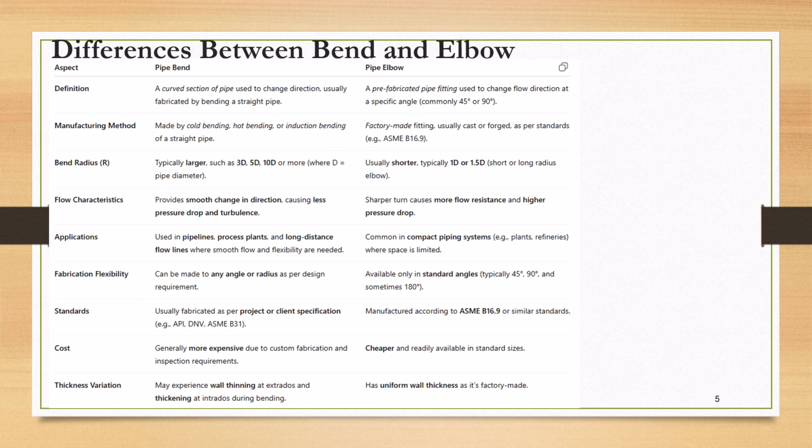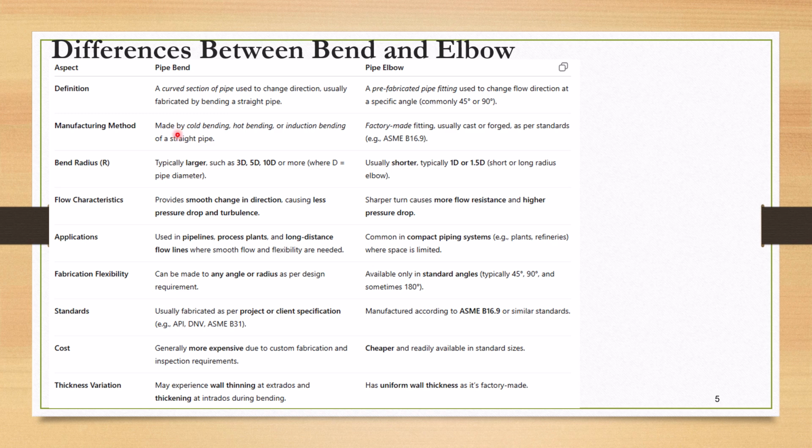Now, what are the main differences between a bend and an elbow? Based on several aspects, I have listed down the main differences between a pipe bend and a pipe elbow. A pipe bend is a curved section of pipe used to change direction, usually fabricated by bending a straight pipe. Whereas a pipe elbow is a prefabricated pipe fitting used to change flow direction at a specific angle, commonly 45 degrees or 90 degrees.